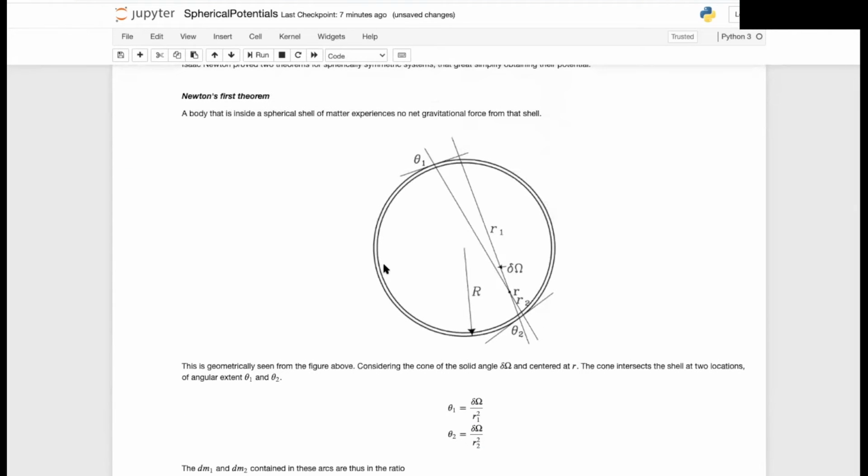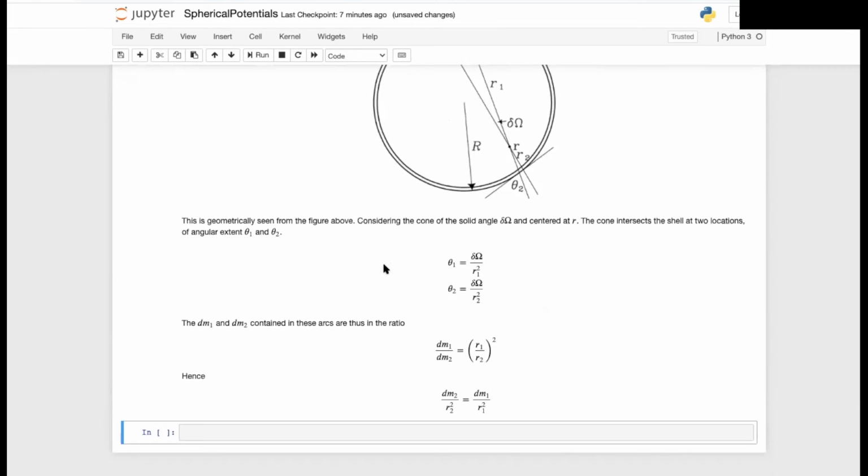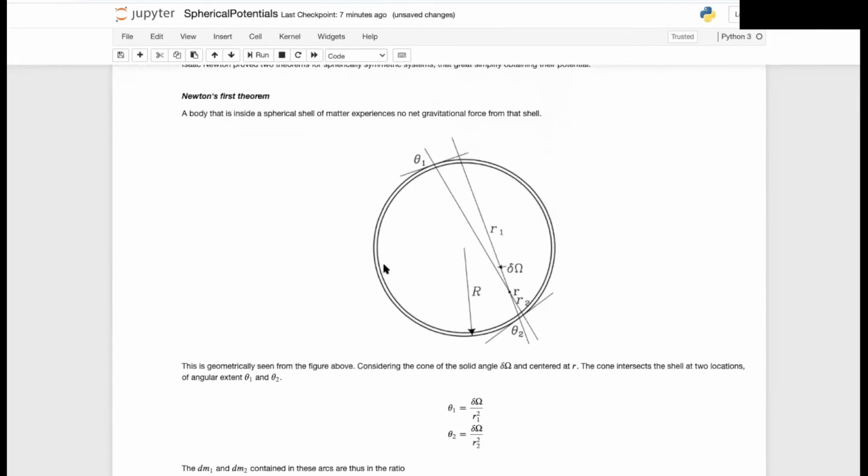so the masses dm1 and dm2 that are contained in these arcs are in the ratio dm1 over dm2 equal to r1 over r2 squared, because the mass is proportional to the length of the arc since the density is constant.